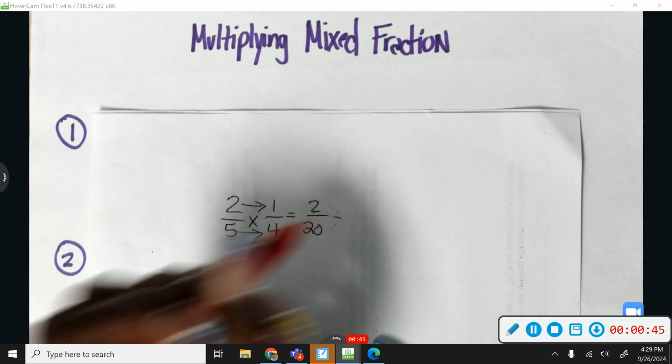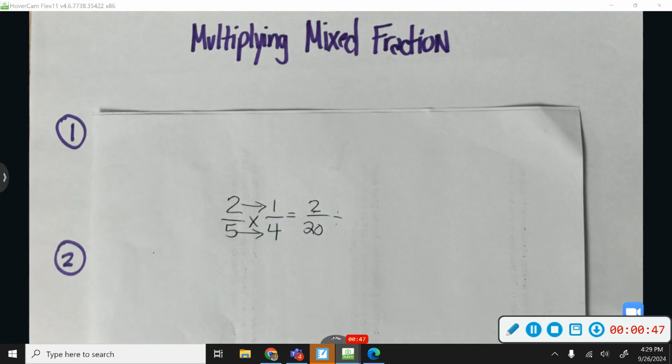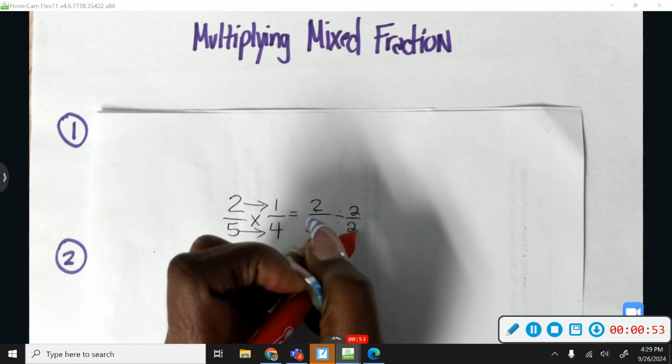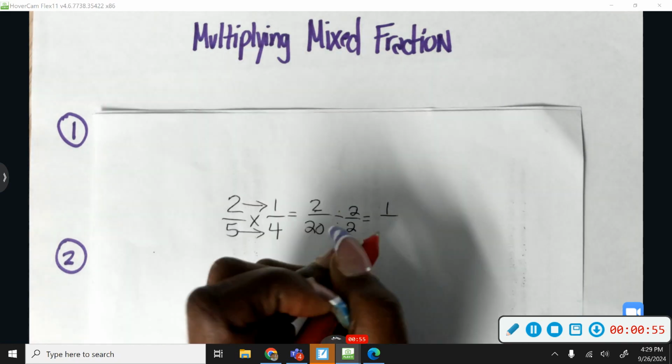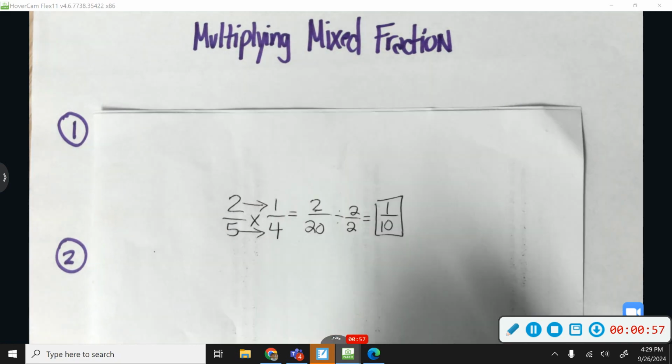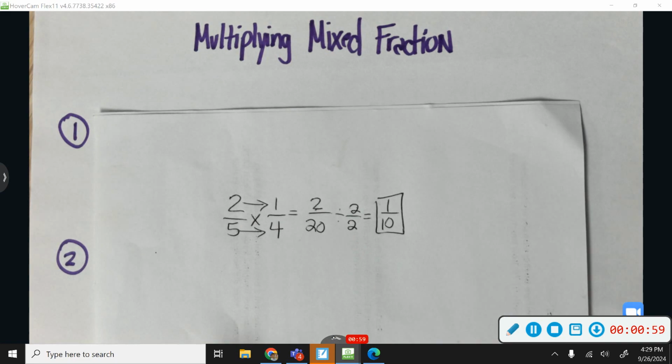And then, of course, I can't leave it like that, so I'm going to reduce it. What's the number that 2 and 20 have in common? They have 2 in common. So I'm going to divide by 2, divided by 2, so I get 1/10. And we're done. So now let's apply what we know to mixed numbers.